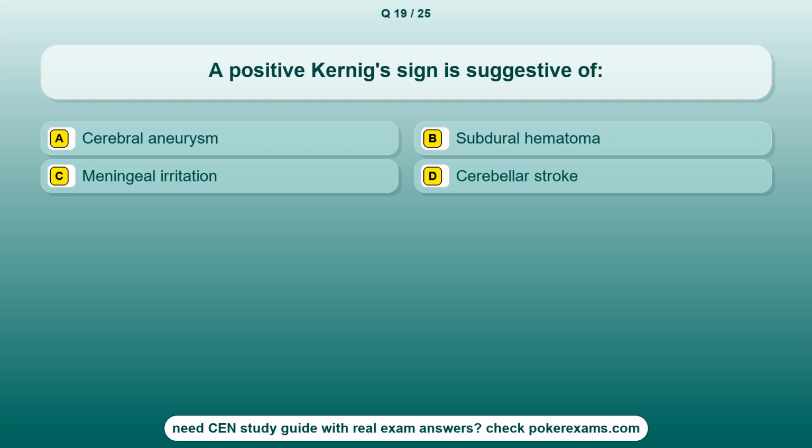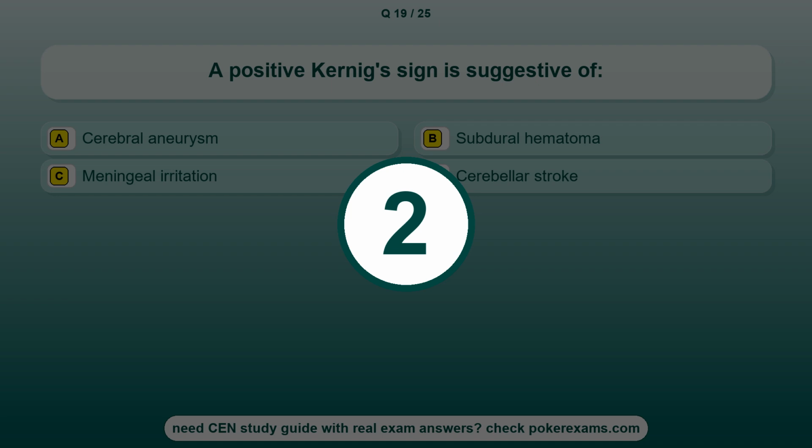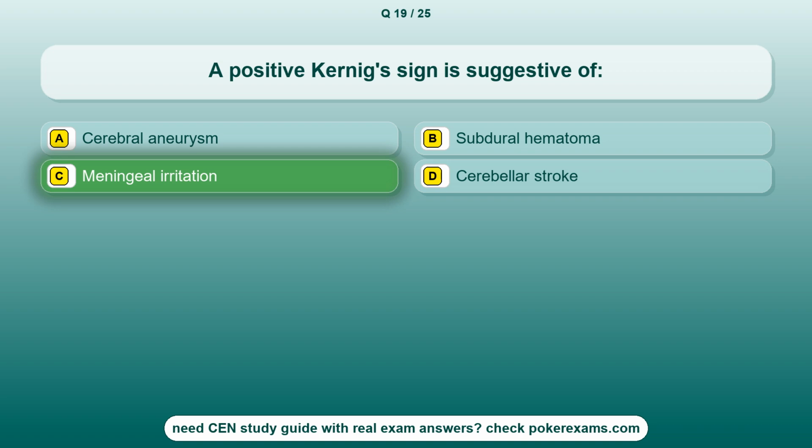Question 19. A positive Kernig's sign is suggestive of Option A, a cerebral aneurysm. Option B, subdural hematoma. Option C, meningeal irritation. Option D, cerebellar stroke. The correct answer is option C, meningeal irritation.